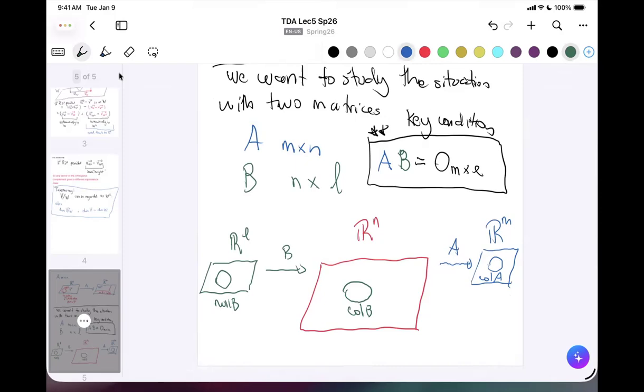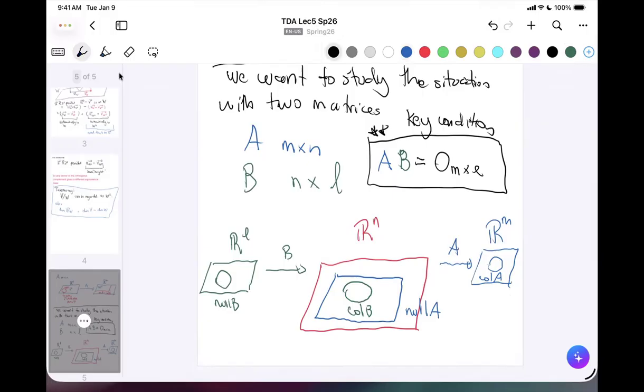And the idea is that it lives inside the null space of A, because of this key condition. So this is my claim. My claim is that because A times B equals 0, the column space of B in general is a subspace of the null space of A.